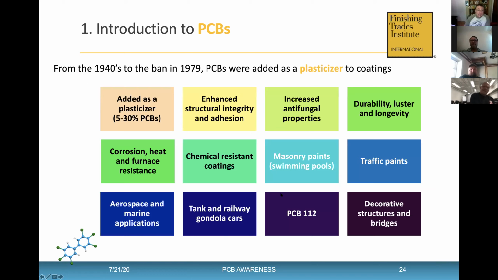They were added for these kinds of reasons, as plasticizers. It did a lot of good for the coatings themselves. It just happened to be bad for the environment and for people, just like asbestos and lead, right? They had a structural, manufacturing benefit for the products that used asbestos and lead, but they killed people.